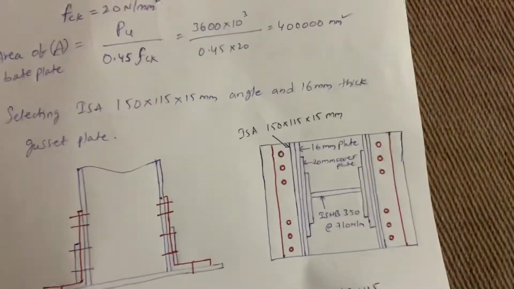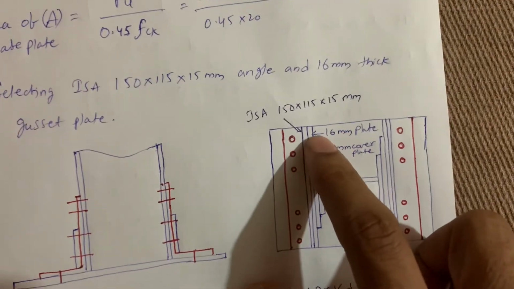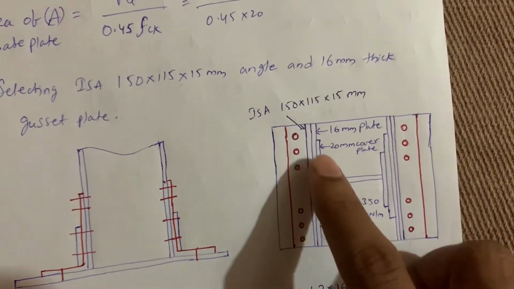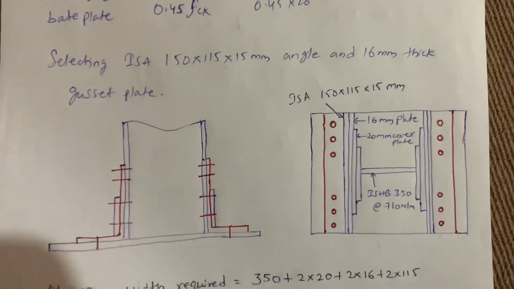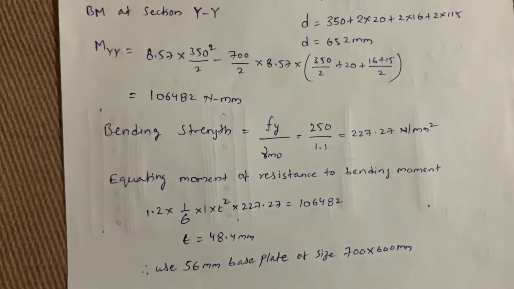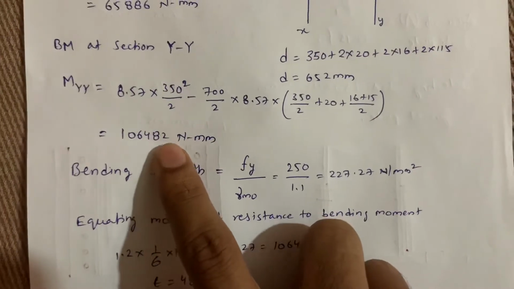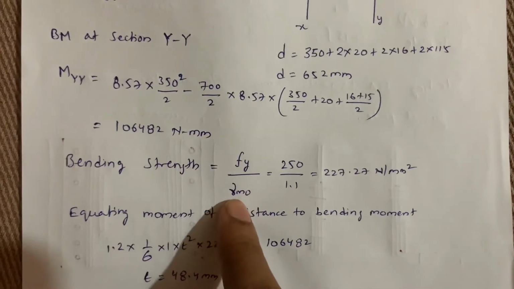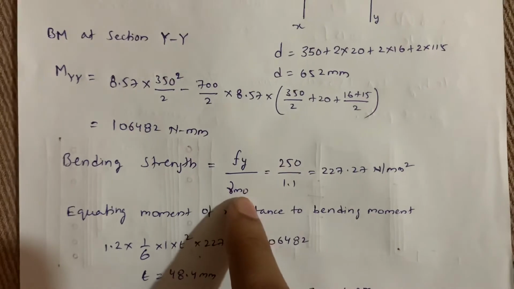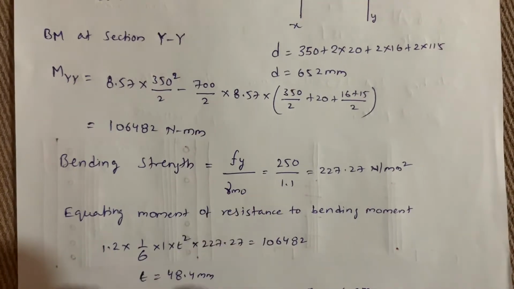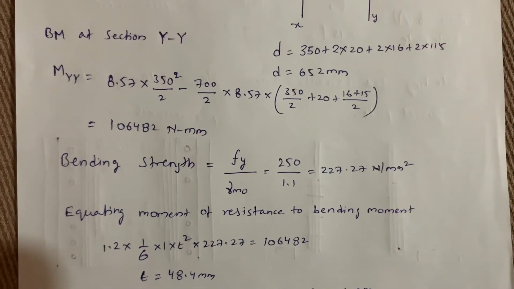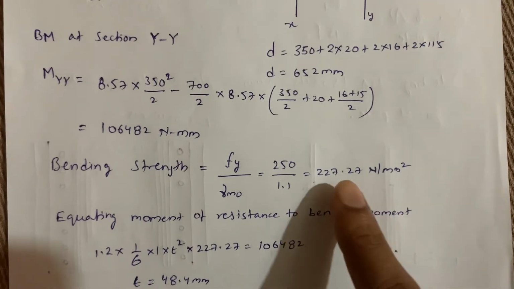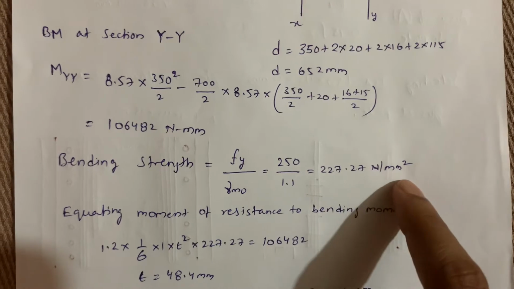Here I will show you. So these are the 16, and this thickness is 15 mm and this is 20 mm. Here I am deducting all these. So I got 106482 Newton mm. Next, bending strength is fy by gamma m0, where fy is the yield stress and gamma m0 is the partial safety factor, which is available in table number 5, page number 30. That gives 227.27 Newton per mm square.